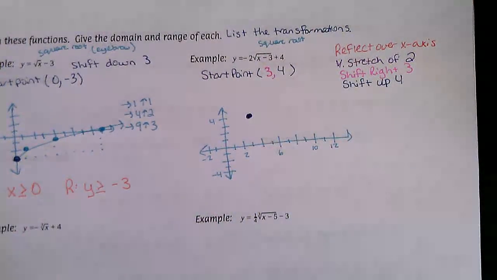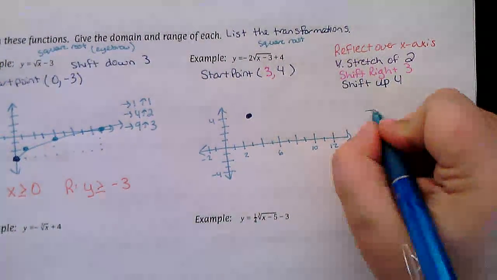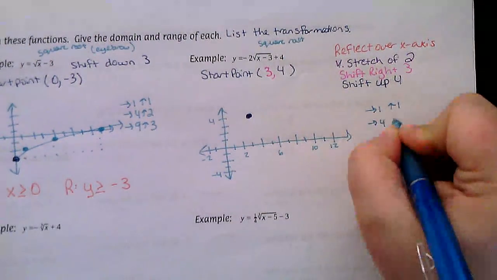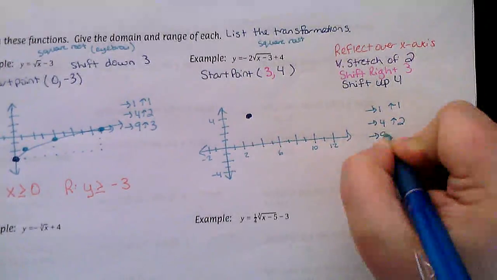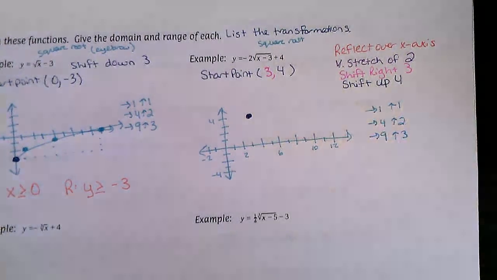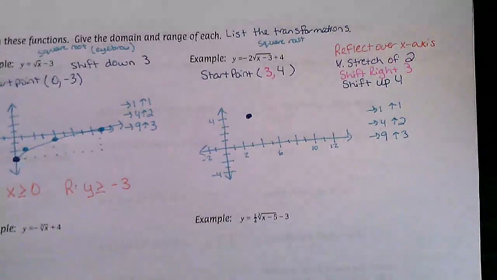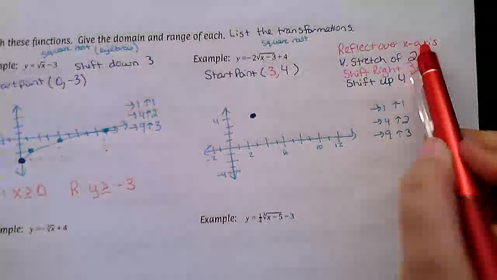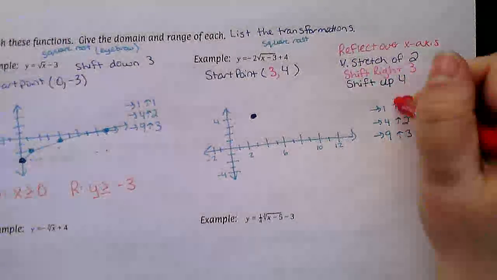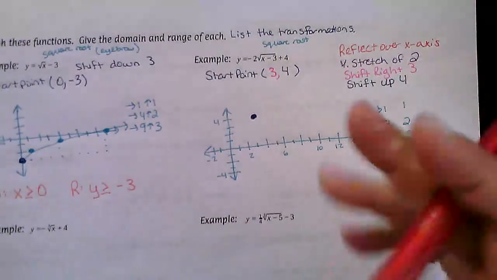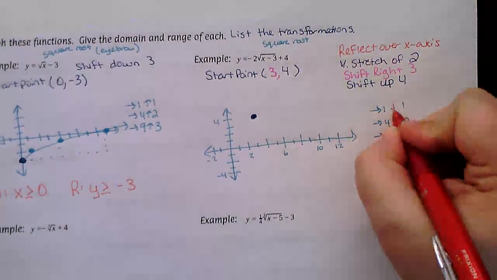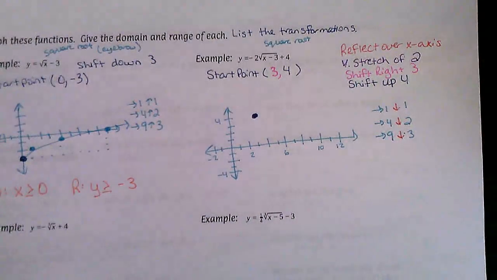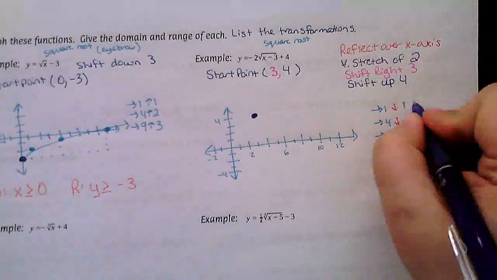There's my start point. So then my normal pattern for growing is over 1, up 1, over 4, up 2, and over 9, up 3. Now, what is going to change this? Well, my reflection over the x-axis multiplies all the ups by -1. So multiplying them by -1, in effect, makes these arrows go down instead of up. Okay, and then the stretch of 2 is going to multiply them all by 2.